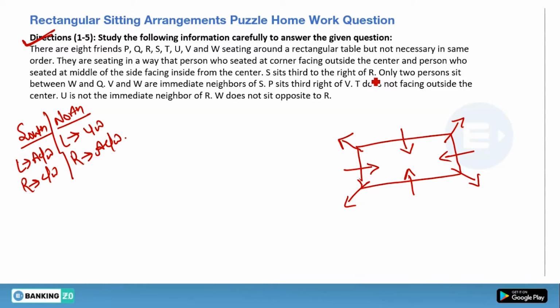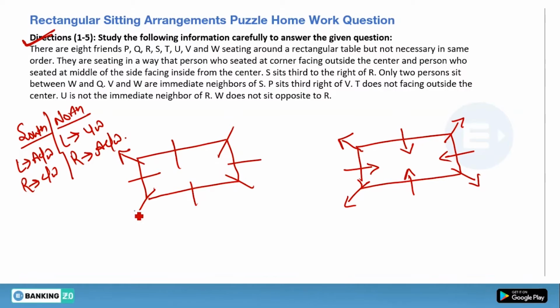S sits third to the right of R, and only 2 persons sit between W and Q. We don't know the confirmed direction of S and R. So we have to assume R on both facing sides, that is, on the inside facing side or on the outside facing side. So we have to make another case also, just like this. Corners are facing outside and the persons in the middle are facing inside.